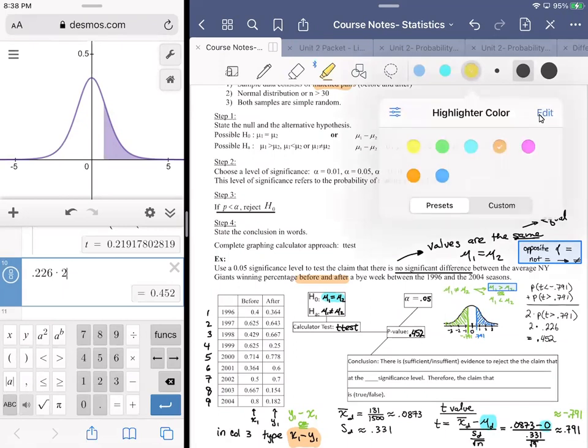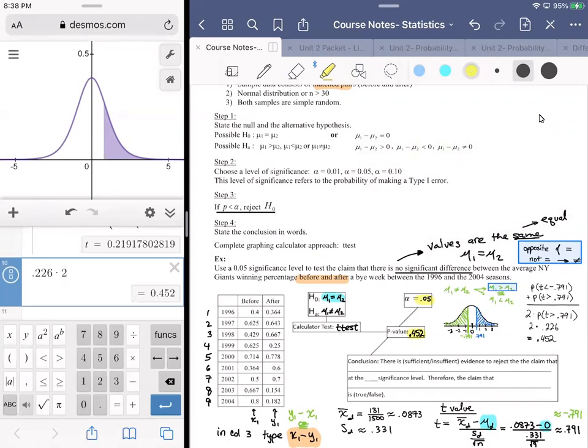0.05. That p-value, 0.452, that's not less than 0.05. 45.2% is not less than 0.05. All right. So if the p-value is less than the alpha, which it's not, I would reject the null. So I'm not going to reject the null. I'm going to keep the null, which means that I have to toss that alternative hypothesis.